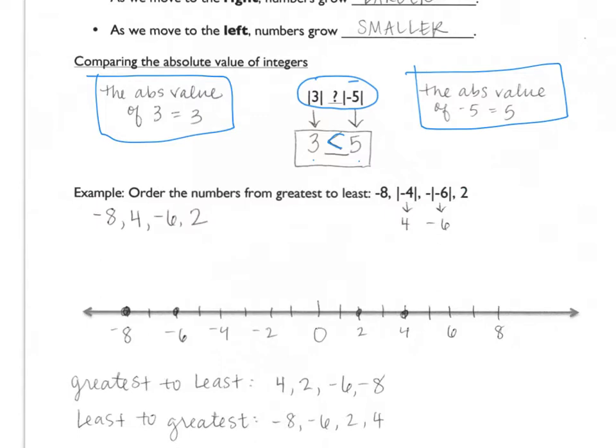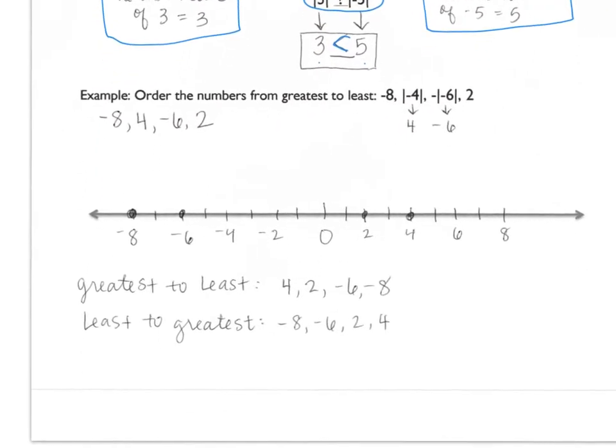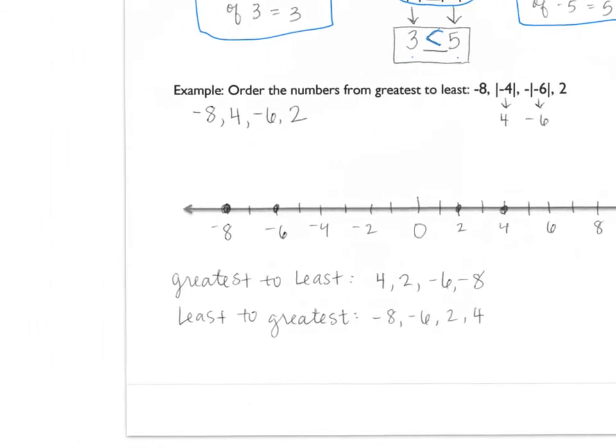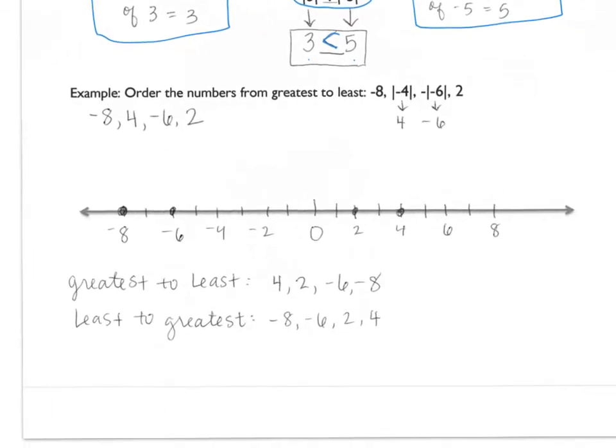So if we are going to order from greatest to least, then it's going to look like this. The greatest number is going to be the number that's furthest to the right on the number line. So it's going to go 4, 2, -6, -8. That's from greatest to least. And now from least to greatest, the number that's furthest to the left is the least, so that's going to be -8. So it's going to be -8, -6, 2, and 4.